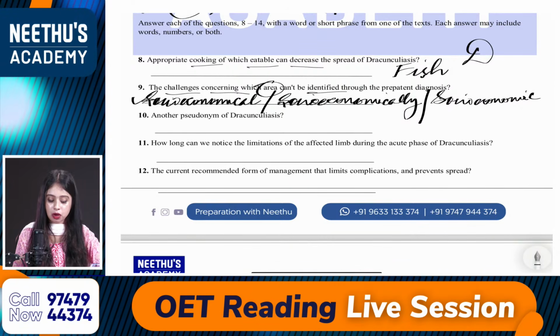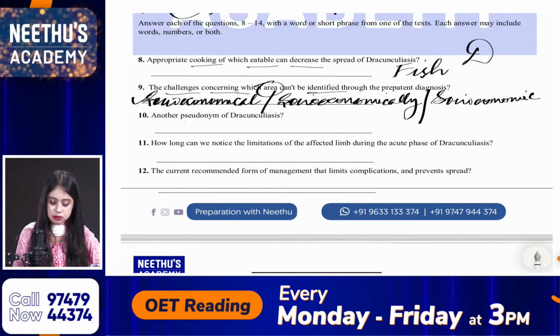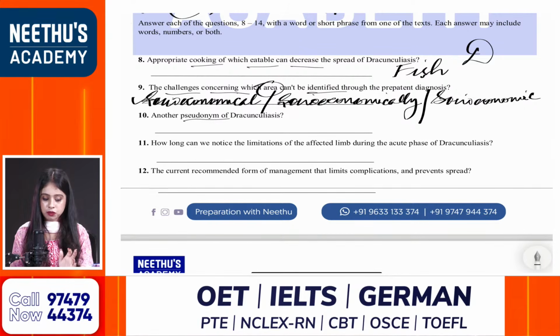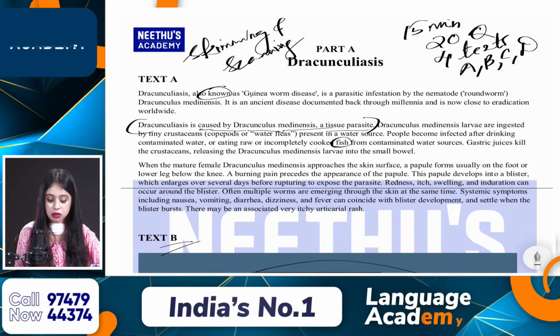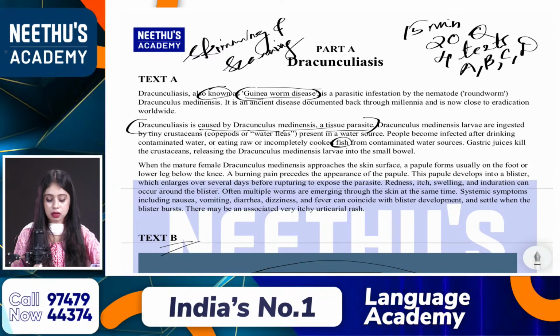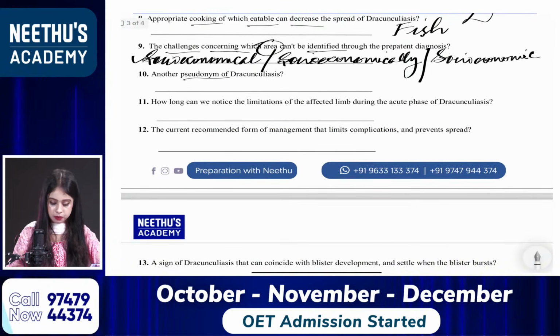Another pseudonym of dracunculitis. Very simple question. What is another name? Another alternative title for the condition. For sure, it will be in the text. Also known as what is the name? Guinea worm disease. Okay, Guinea worm disease. That is the correct answer from text A.